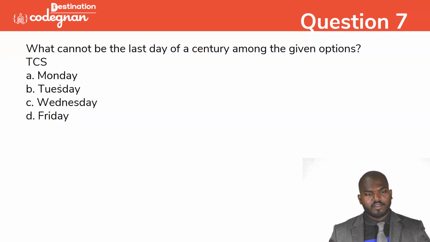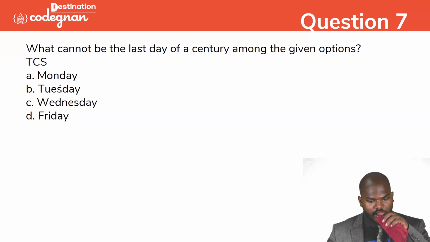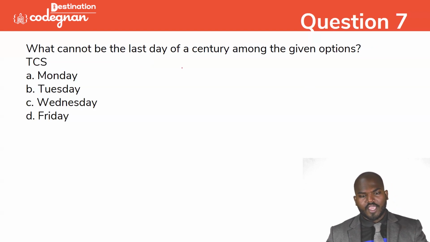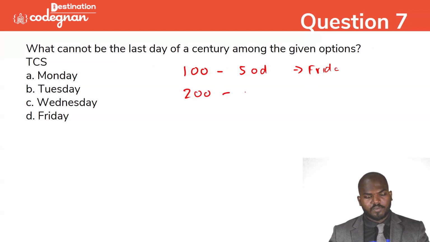And going to the next one. What cannot be the last day of the century among the options? How can I say this one? They are asking. For 100 years, it means 5 odd days. 5 odd days means you can call it Friday. And for 200 years, we can call it 3 odd days, that is Wednesday.